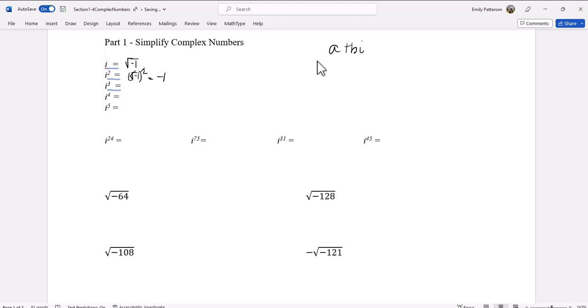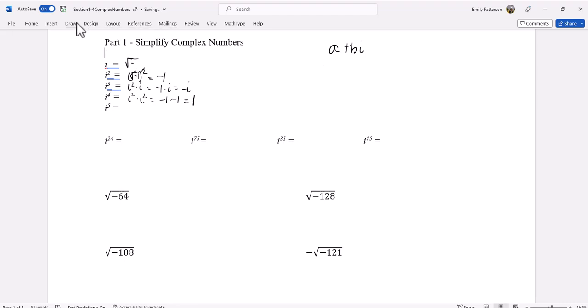Well, let's look at what happens when I have i cubed. i cubed is the same as i squared multiplied by i. So i squared we just said is -1 multiplied by i, which is just i, so it's -i. Well, what about i to the fourth? i to the fourth is i squared multiplied by i squared. We just said i squared is -1, so it's -1 times -1, which is 1.